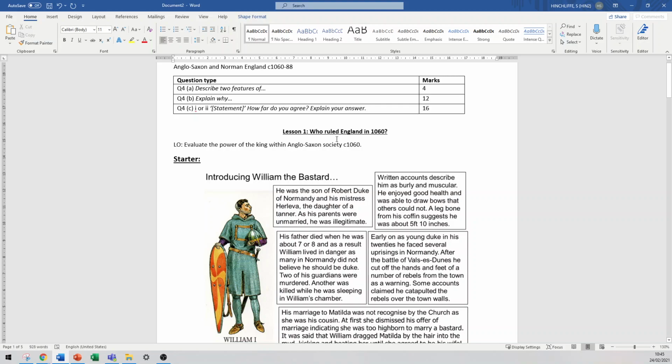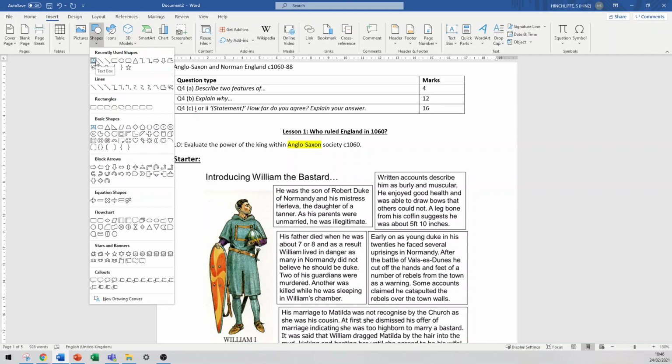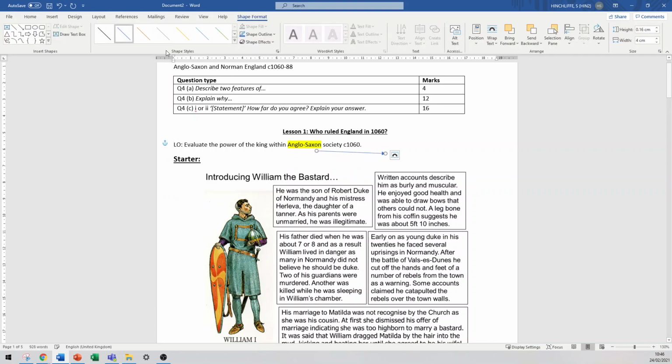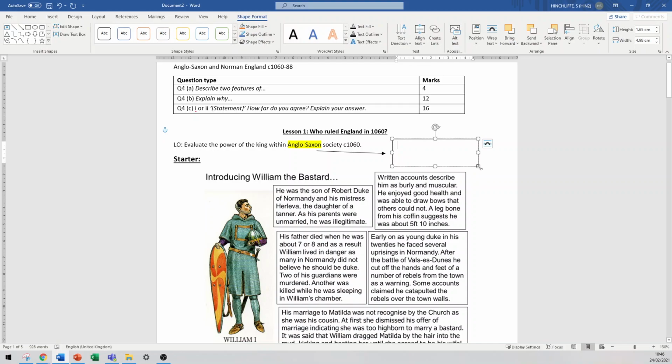What we're going to do today, though, lesson 1, is we're looking at what England looked like in the year 1060, which is the start of our course. And we're looking at Anglo-Saxon society. Now, the Anglo-Saxons were from northern Germany and Denmark, and they migrated to Britain after the Romans had left in around 410. So they were Germanic, and they migrated to Britain in the 5th century. So they had been in England for around 500, 600 years by this time.